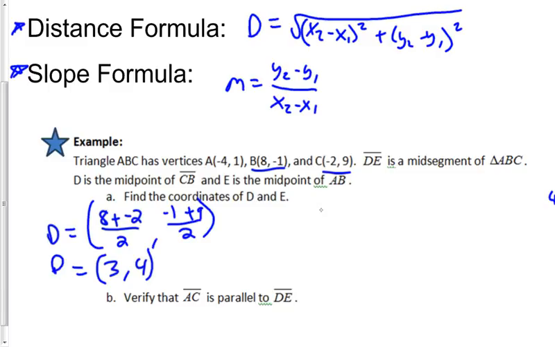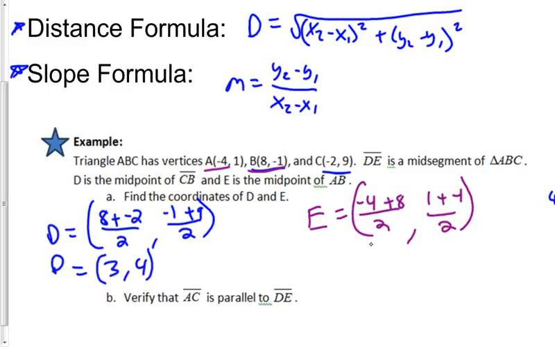All right, now let's find point E. E is the midpoint of AB, so I'm going to use A and B. I'm going to take the x's, -4 plus 8, and divide that by 2. And then I'm going to take the y's, 1 plus -1, and divide that by 2. So -4 plus 8 is 4, divided by 2 is 2.